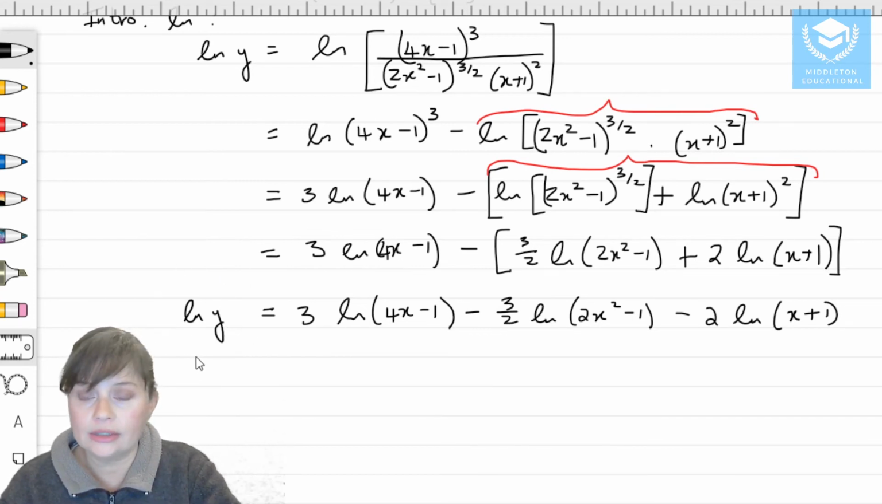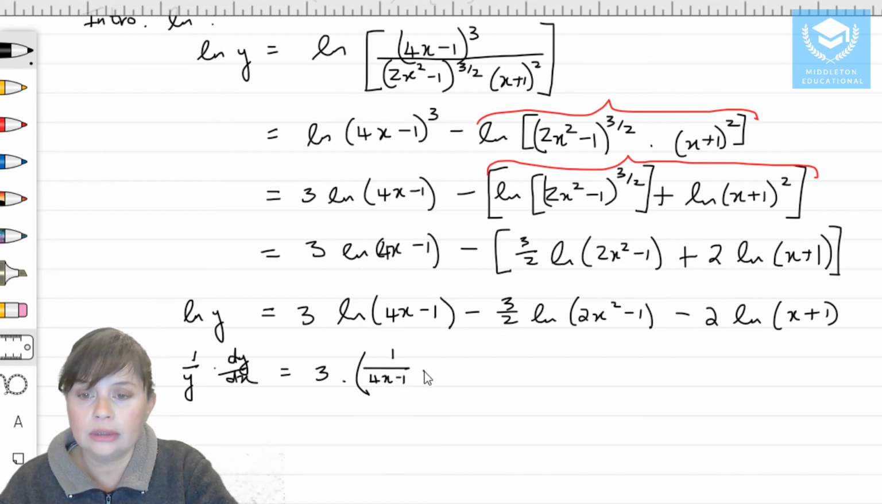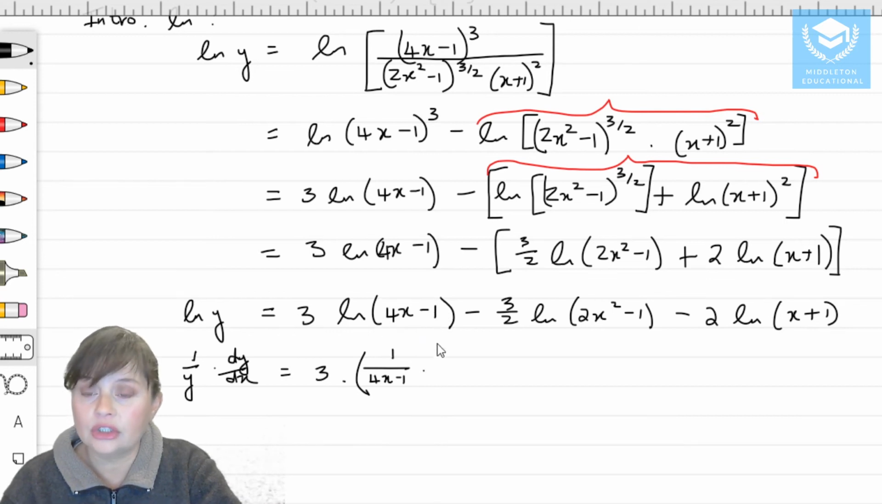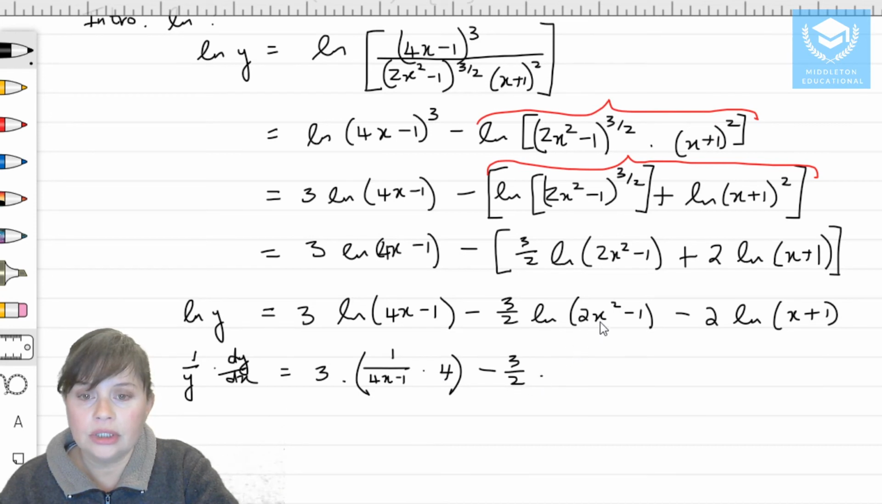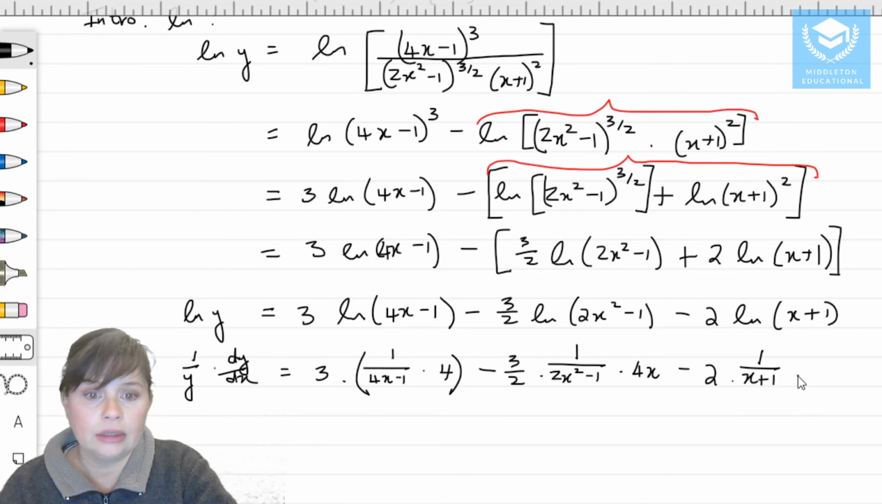So the derivative of ln y is going to be 1 over y. Y itself is a function of x, which means it's going to be dy dx. Okay, then the first term is going to be 3 times. The derivative of ln is 1 over 4x minus 1. The derivative of the bracket, because remember now this is going to be chain rule, is going to be 4. Next term is going to be 3 over 2. The derivative of ln is 1 over. The derivative of the bracket, because you have chain rule again, is going to be 4x. Then our last term is going to be minus 2 times. Derivative of ln is going to be 1 over x plus 1. And the derivative of the bracket, because again, chain rule, is going to be 1.